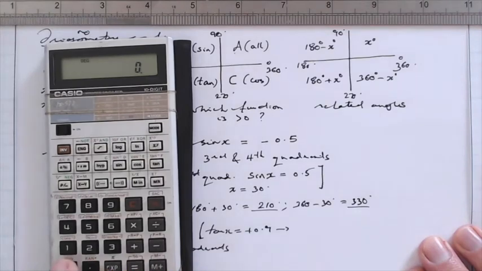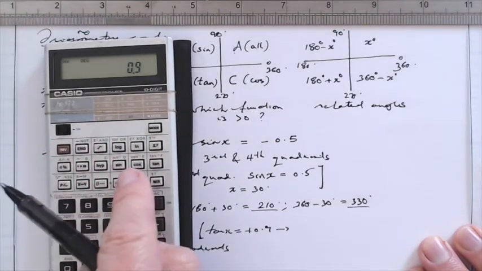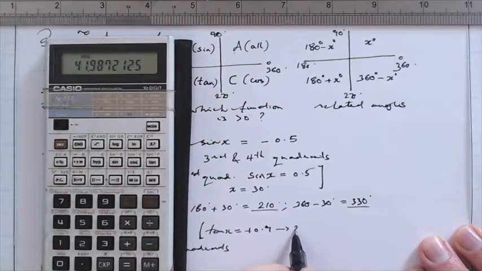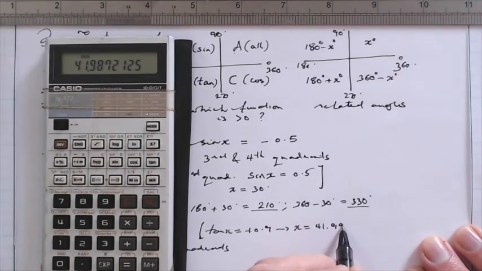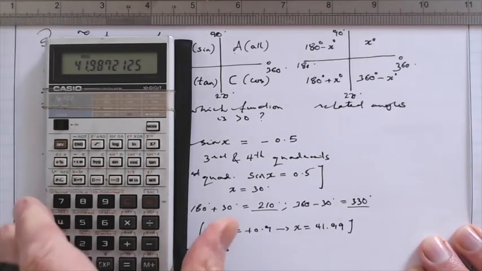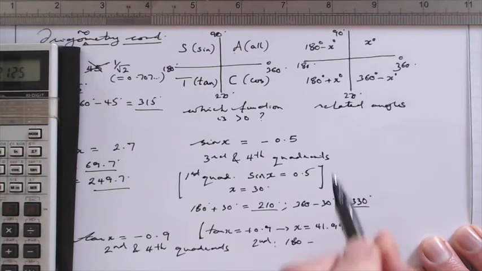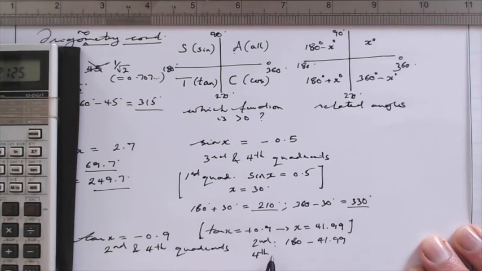So solving tan x is 0.9, we take 0.9 inverse tan, we get 41.98. That's a tricky one. Let me just call it 42 degrees for now, okay? Then the related angles are, in the second quadrant, going to be 180 take away this value. And in the fourth quadrant, it's going to be 360 take away that value.